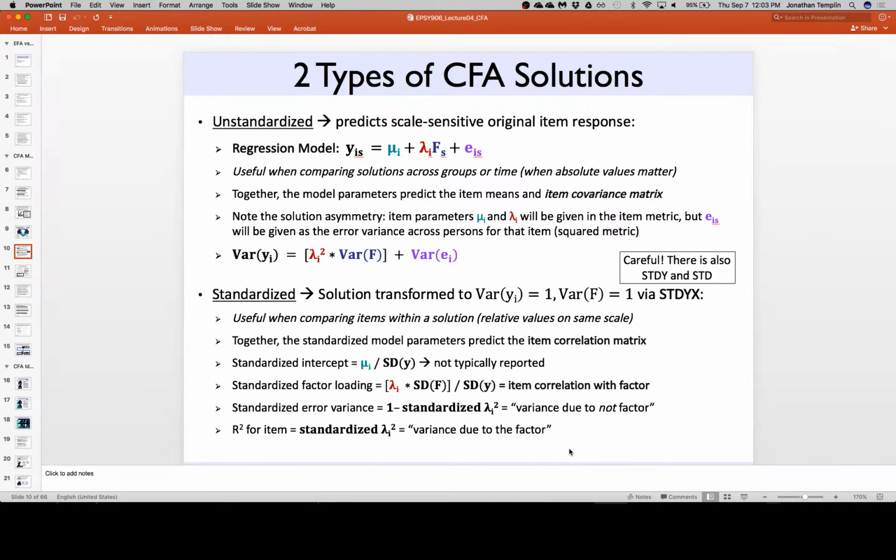If we only had one piece of data, this is unidentified. There's lots of factors that would work to give you that same result. Any questions on the CFA model? No. All right.